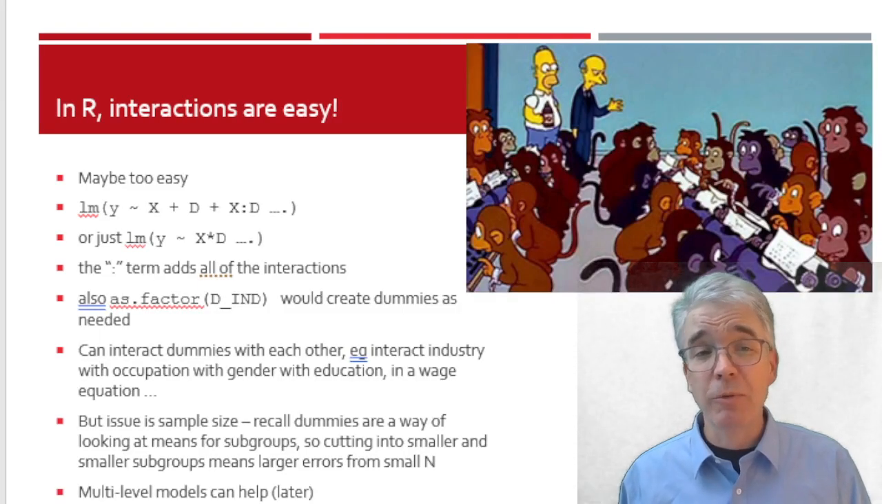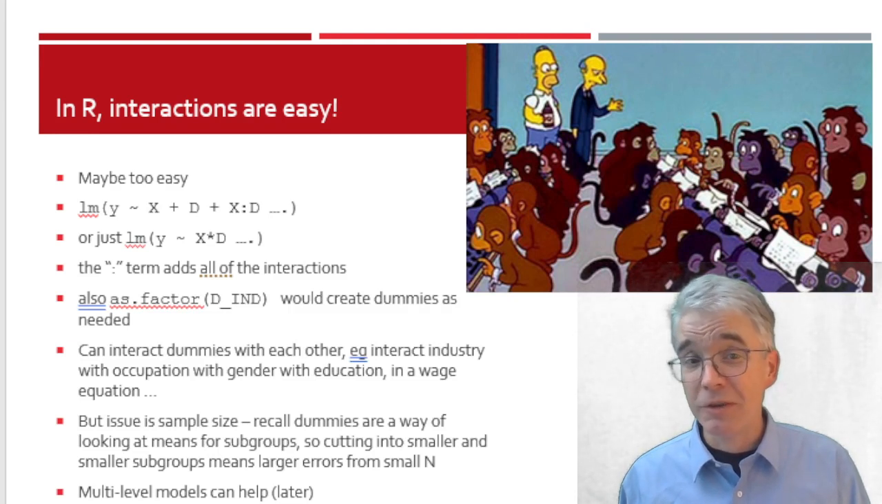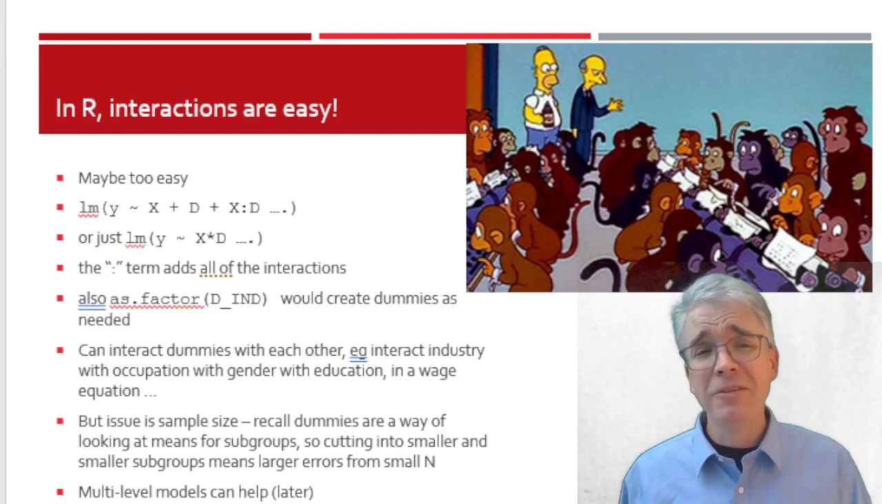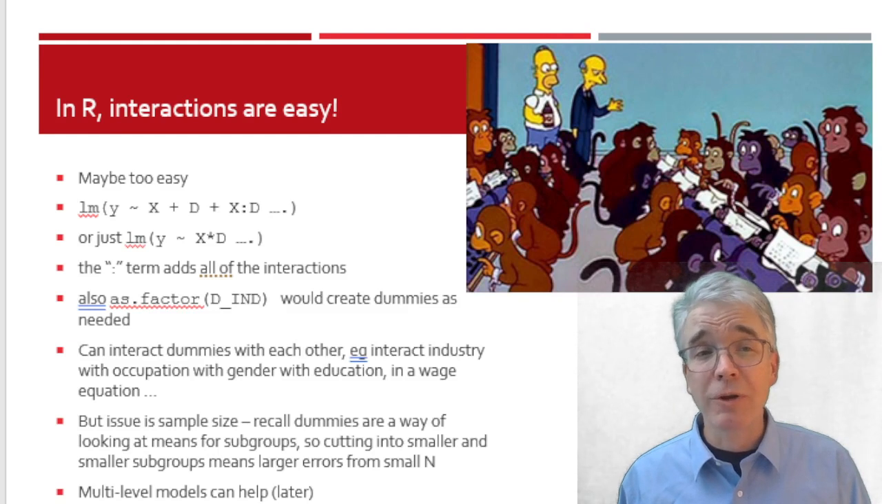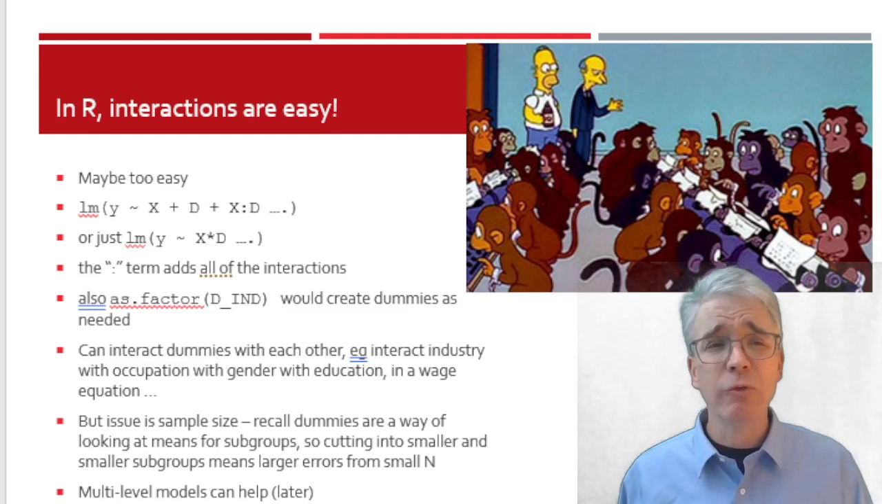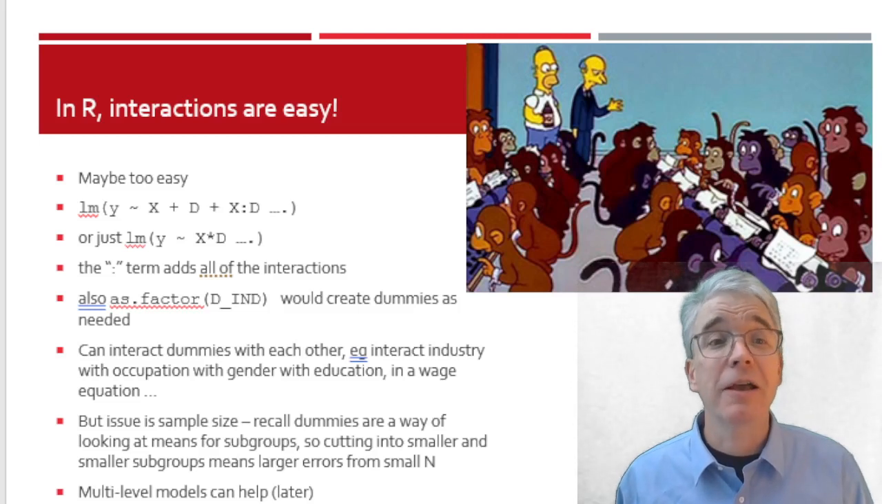Interactions of dummy variables are easy. Maybe the interaction is a little too easy sometimes. In R, you do a linear model of y is x plus d plus x colon d. That colon there is telling R to include all the interactions of the variables. An even shorter notation is just x star d. It will estimate the separate individual coefficients plus all of the interactions.